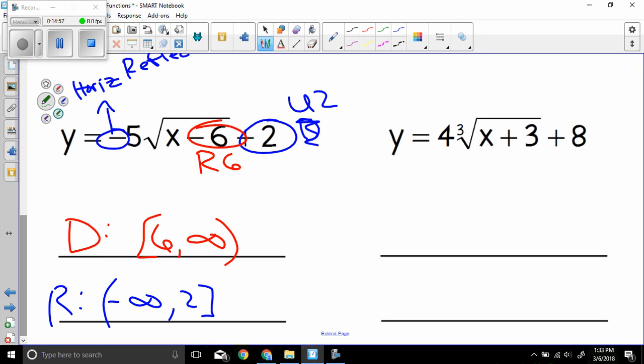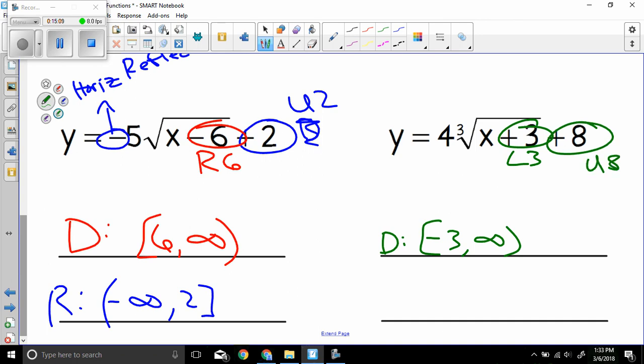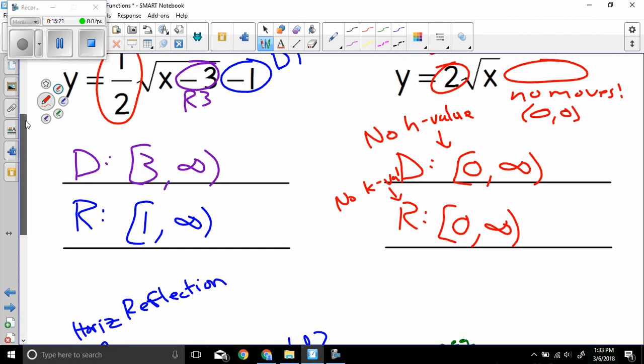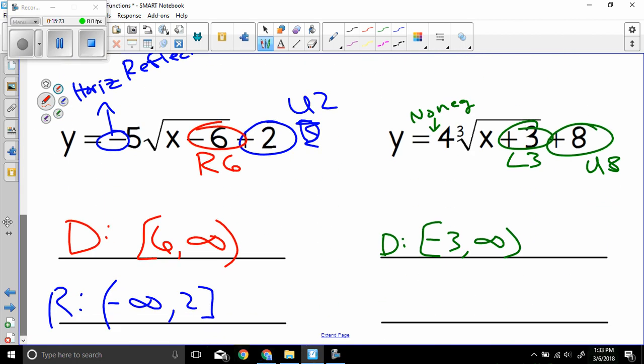Looking at this last one now, this +3 means left 3. Okay, left 3, well that's negative 3, it's going to go further to the right. That's the domain. This negative 8 means up 8. No negative. Stuck on this 4. Oh, okay, no negative. Oh, shoot, I was going so fast, I don't even know if I realized this.